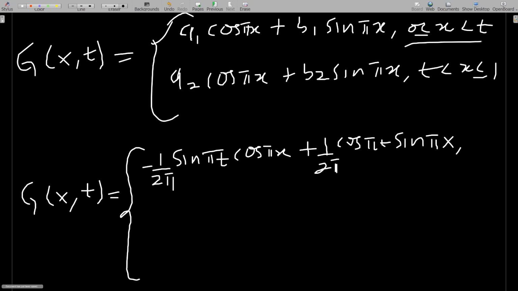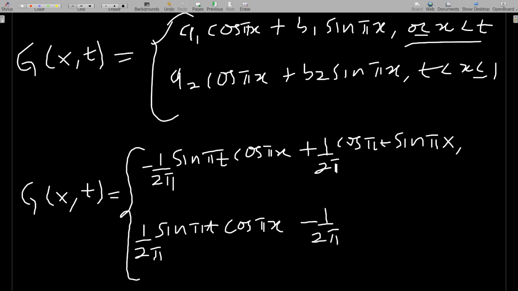So I have this as 1 over 2 pi sine pi t cos pi x, then minus 1 over 2 pi cos pi t, is it cos pi t? Yes, sine pi x. And you write the limits or the range here as well. So this is your Green's function. Wow, this is very tedious.